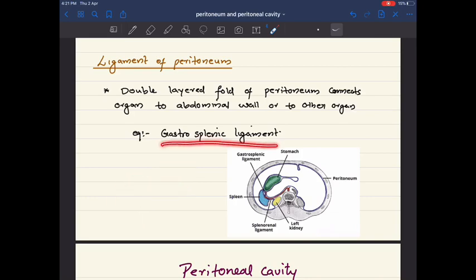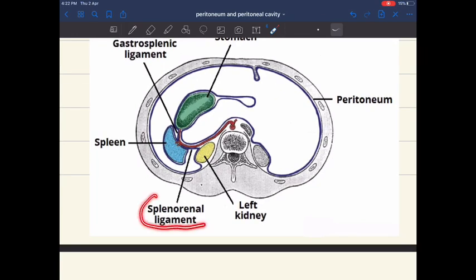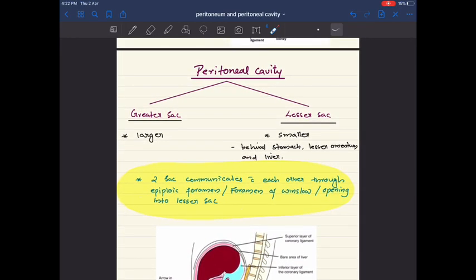Okay, gastrosplenic ligament. Gastro means stomach, splenic means spleen. So this ligament connects stomach and spleen. Okay, in this diagram, see, this one is spleen, this is stomach. So the peritoneal fold that connecting stomach and spleen is gastrosplenic ligament. See other example, spleno-renal ligament, which connects spleen and renal, kidney, these two. Okay, this one is spleno-renal ligament.